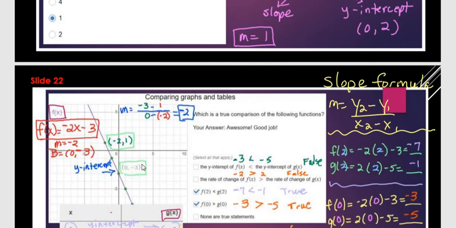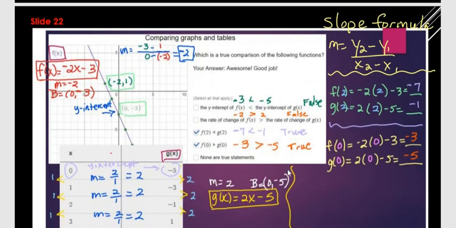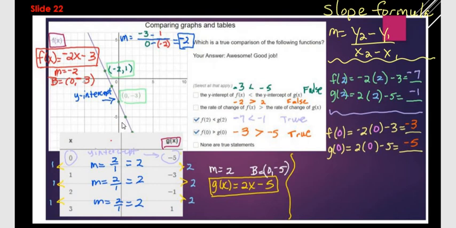Now I look at this right here, and I've got to come up with my y-intercept. And when I come up with my y-intercept, I see that this line is crossing the y-axis right here at 0, negative 3. So here's my slope and my y-intercept. And when I write it in function form right here, I see I have a negative 2x minus 3. This is the function that I'm going to be using.